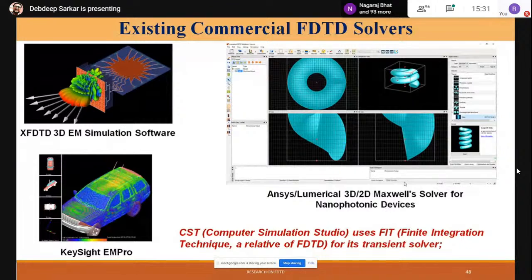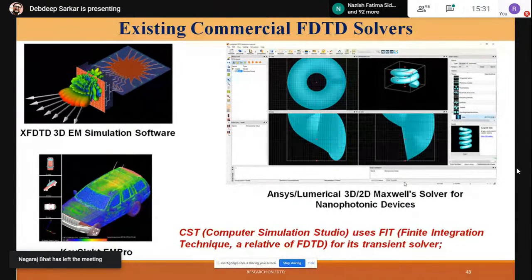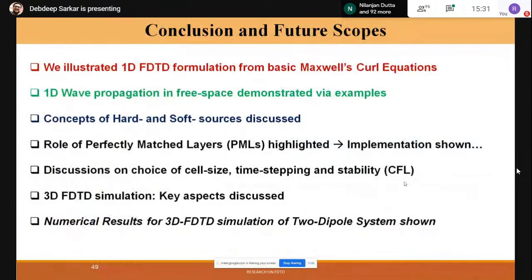So it is the finite integration technique, a relative of FDTD, you can say. It has its own, the part that I covered today is just, you can say, a small droplet in the ocean kind of thing. But anyway, I hope that I have tried to convey the message that we can write our own small update equation based codes using Maxwell's curl equation, and we can demonstrate this wave propagation in the free space.